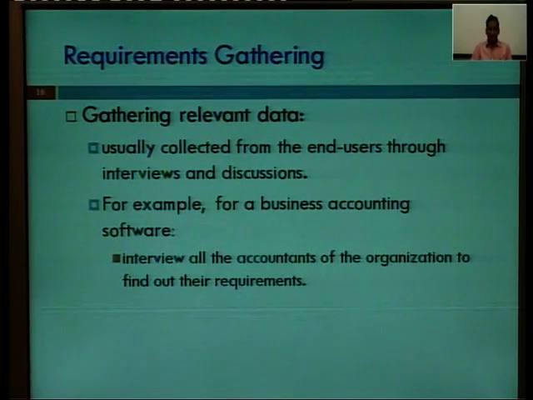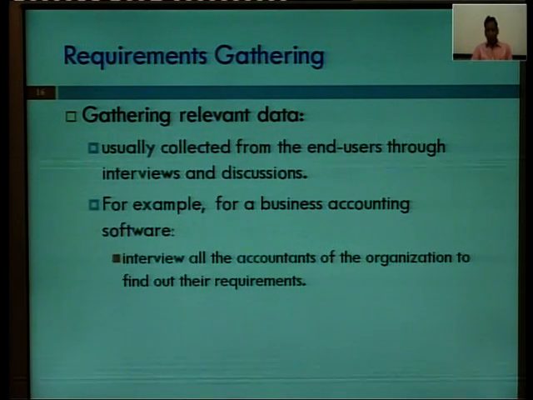The next phase is requirement gathering. Requirement gathering is to gather the relevant data, which is usually collected from the end user through interviews and by discussion with the customers at the particular site.